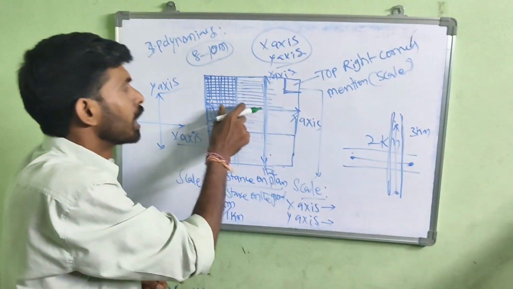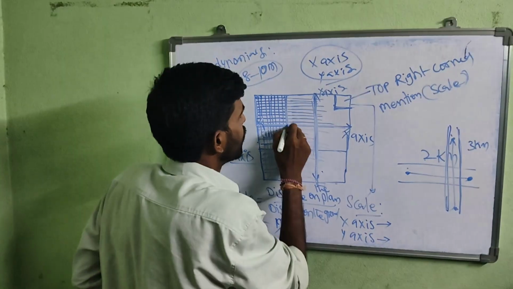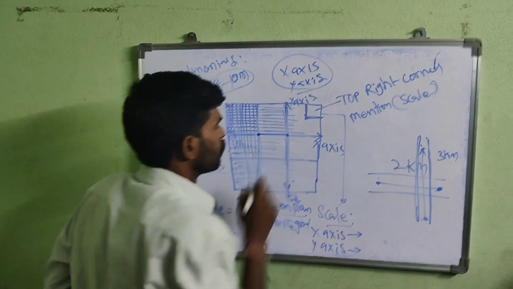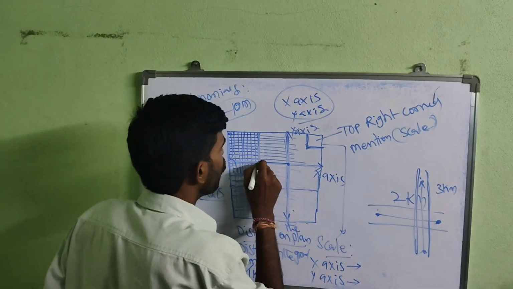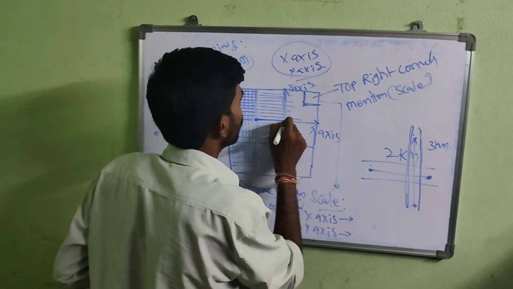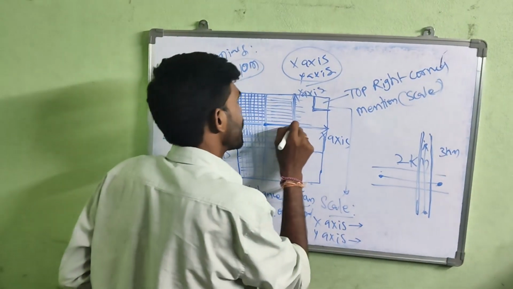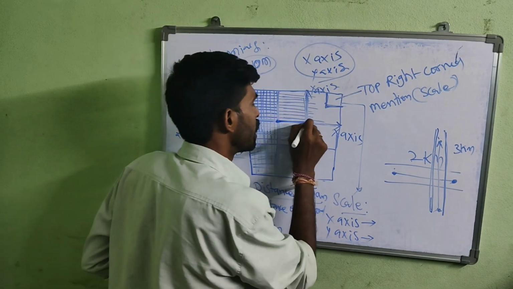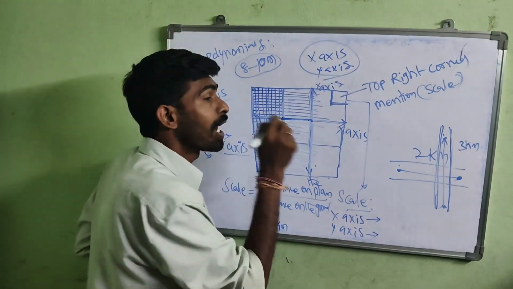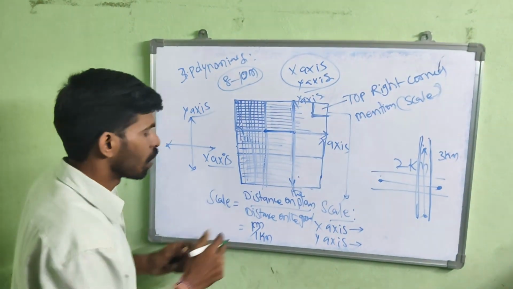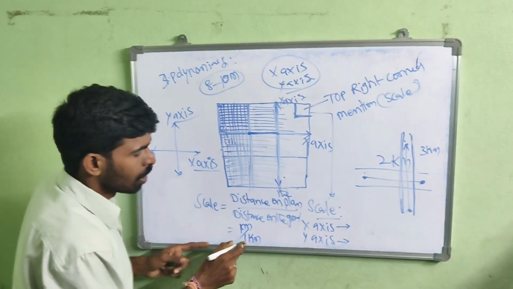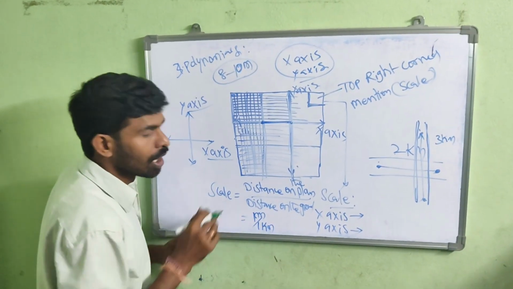That means if there is 1 kilometer on the ground, I will draw a 1 centimeter line. What do we need to do? We need to draw a 1 centimeter line on the graph. This 1 centimeter line represents 1 kilometer on the ground. 1 centimeter is 1 centimeter divided by 1 kilometer.